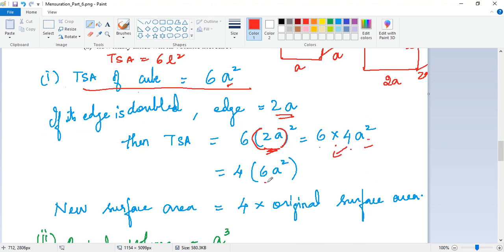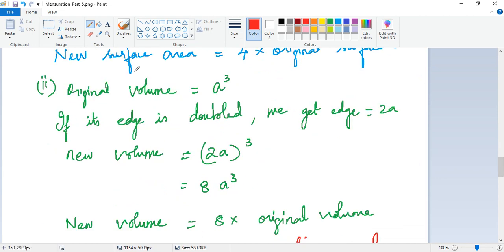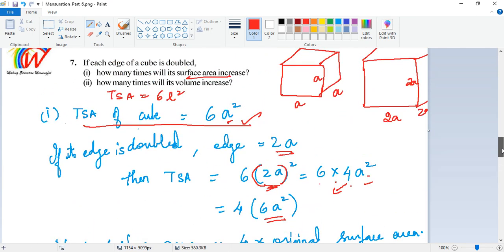So this is actually our original total surface area, right? So the new surface area is 4 times the original surface area. Okay, so it just increased 4 times. Alright, now when we come to the volume, they're asking you to find how many times the volume increases.